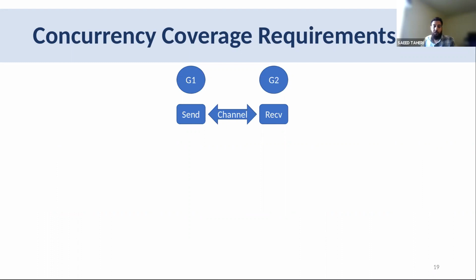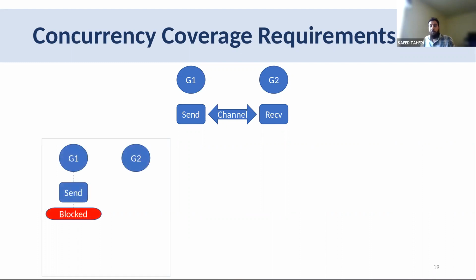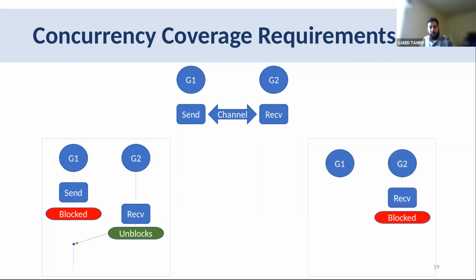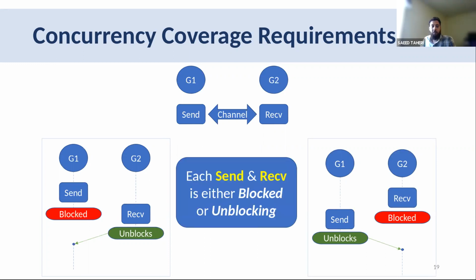If G1 gets to execute first, the send blocks G1 because the receiver is not ready. Then G2 executes the receive and unblocks G1. It could be the other way around, where the receive is blocked and the send is unblocking. From this observation, we say that two possible behaviors for sends and receives are either blocked or unblocking.